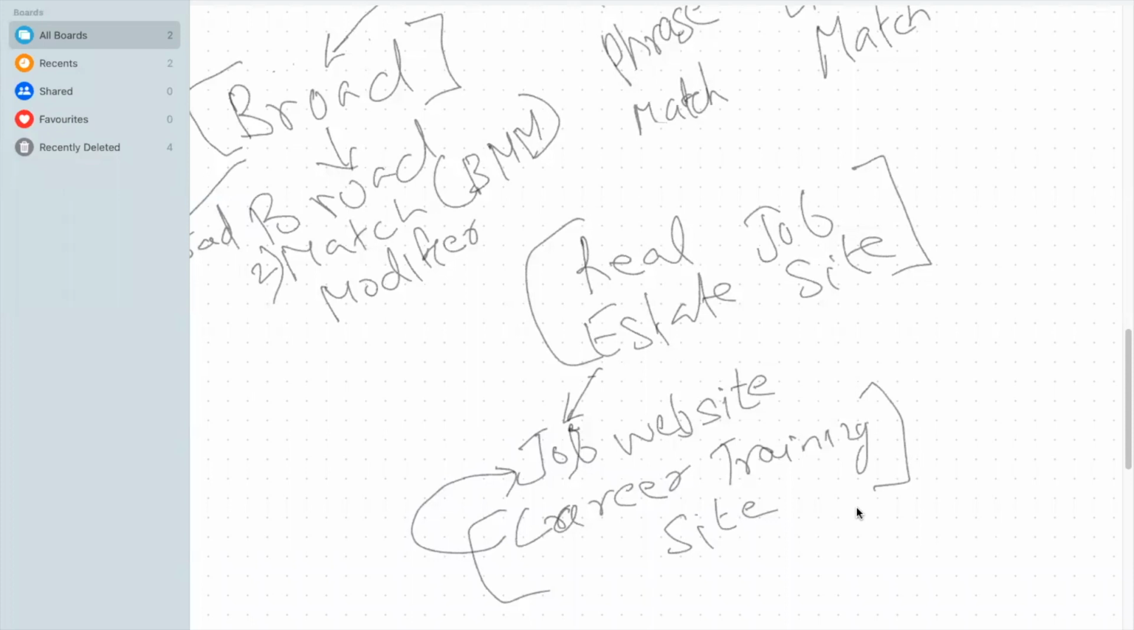Because in broad match, I will get many queries that have synonyms of career, job, and so on, but they may not be exact. So the intent of those queries may not match our product or our service. For example, career training site. A person is looking for training. The training may help him to get a job, but the intent of that person searching for this term is different.